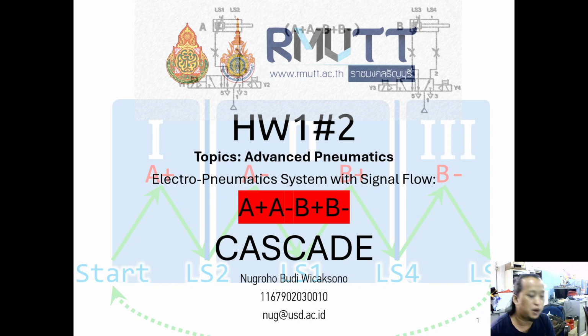I want to present my homework number two with the topic of advanced pneumatics. This is going to be an electropneumatic system with signal flow A plus, A minus, B plus, and B minus. Because of this sequence, we can apply a cascade control for this signal flow.